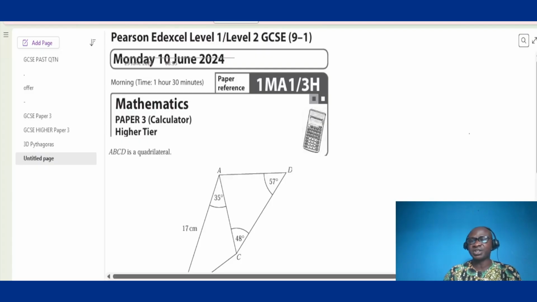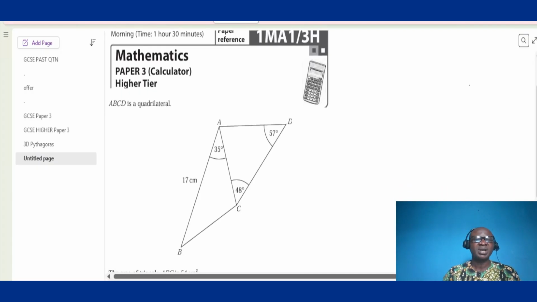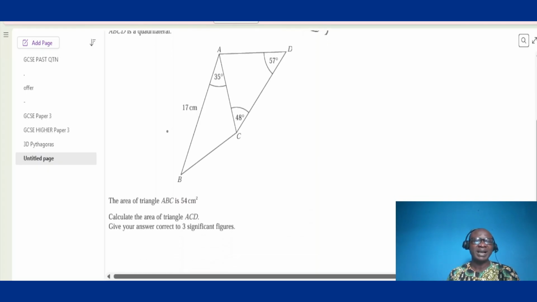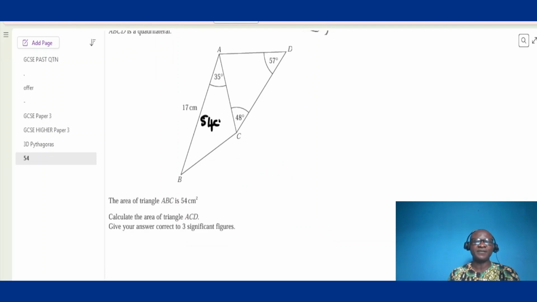Here the question is: given that ABCD is a quadrilateral, the area of triangle ABC is 54 cm squared. Now the question asks us to calculate the area of triangle ACD, and we write our answer to three significant figures. All right, let us approach this question.